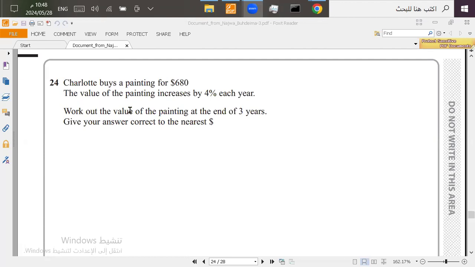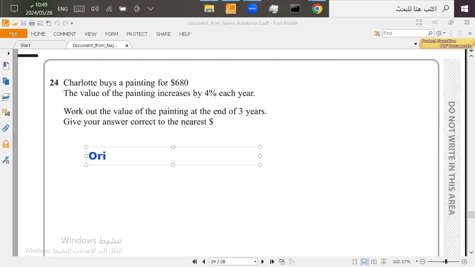So the value of the painting will increase by 4% each year. It means this is a compound interest. It means for each year, it's going to add 4%. Now, you can use the compound interest rule here to find the value after 3 years. Now, we're going to use the rule of the compound interest.